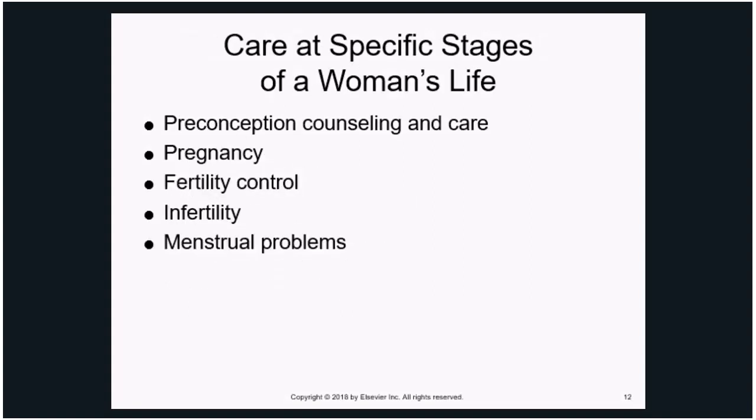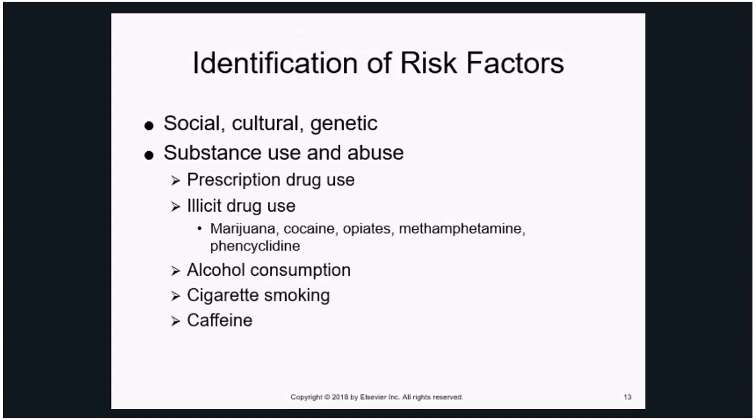Care of specific stages of a woman's life: preconception counseling and care, pregnancy, fertility control, infertility, and menstrual problems. The identification of risk factors. Risk factors can include social, cultural, genetic, substance use and abuse, such as prescription drug use, as well as illicit drug use, alcohol consumption, cigarette smoking, and caffeine.